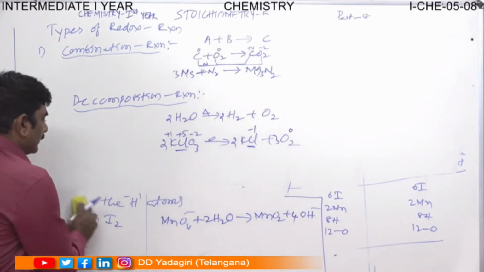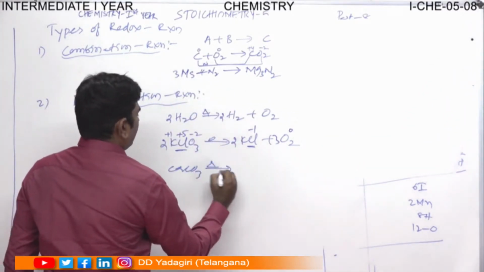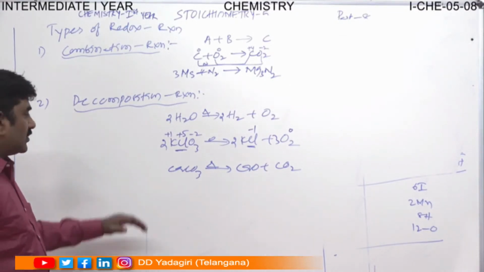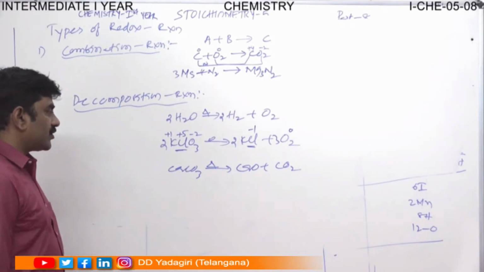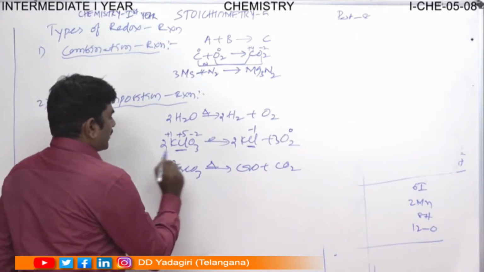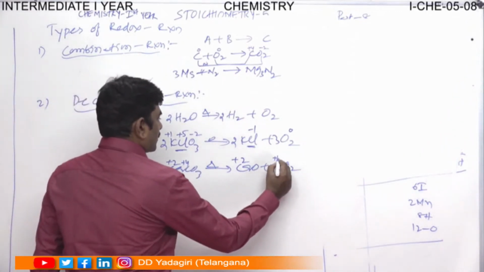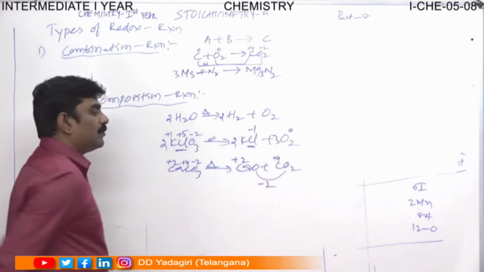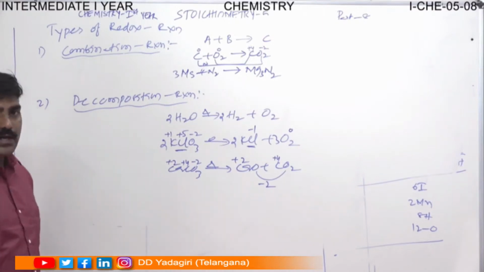Decomposition. For example, I am writing CaCO3 decomposition will give CaO and CO2. So this is a decomposition reaction. Can we call it a redox decomposition reaction? No, because here the oxidation state of calcium is +2 and here the oxidation state of calcium is +2. The oxidation state of carbon is +4 on both sides. In both cases, the oxidation state of oxygen is how much? -2. So we can't say redox reaction. This is an example of decomposition, but not redox decomposition.